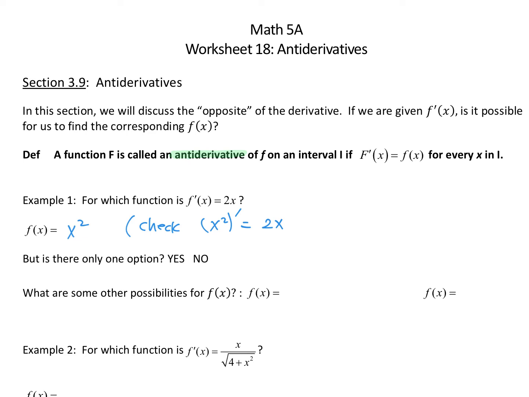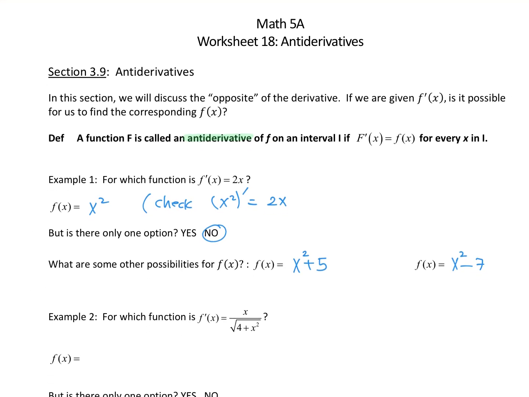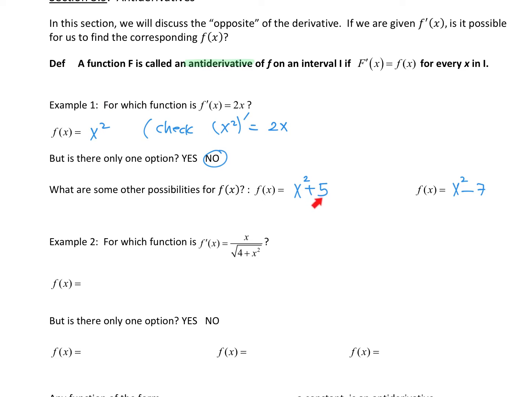Is there only one? Are there other options? I'm going to say no, because if I have something like x squared plus 5, or x squared minus 7, if I take the derivative of x squared plus 5, I still get 2x. If I take the derivative of x squared minus 7, I still get 2x, because with the constant, when you take the derivative, it goes to 0. So these are all possible answers. I want to make sure that when you take the antiderivative, you always add an extra constant, because when you take the derivative, the constant just goes away, so you still get the same derivative.